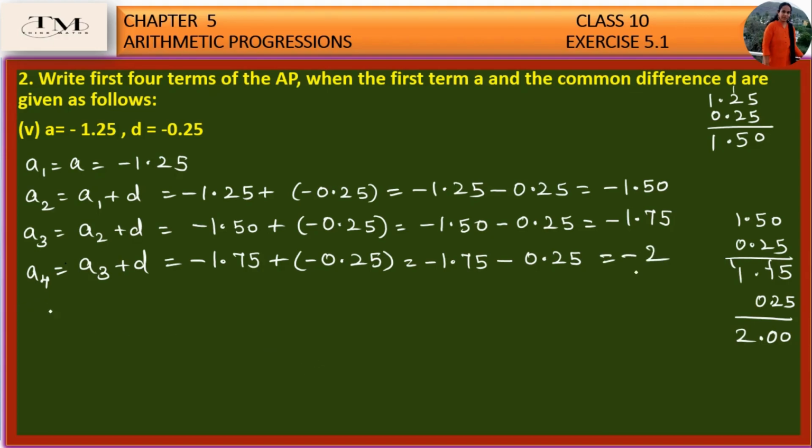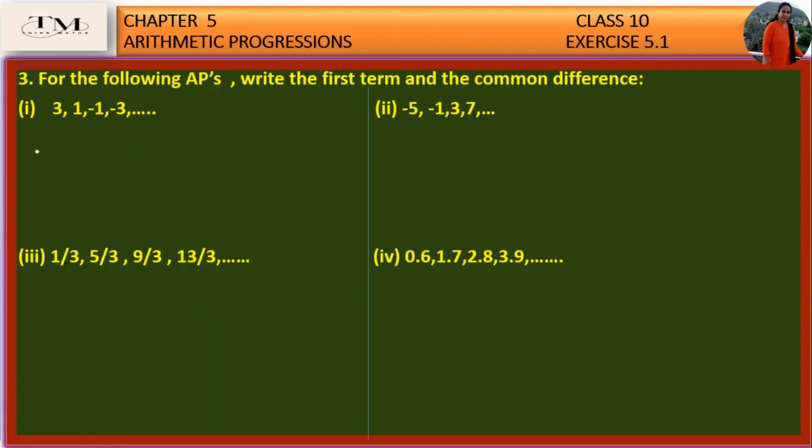So these are the first four terms: minus 1.25, minus 1.50, minus 1.75, minus 2 are the first four terms of the arithmetic progression. So I hope you can understand all these problems. So I move on to the next problem of the session, which is the last one.